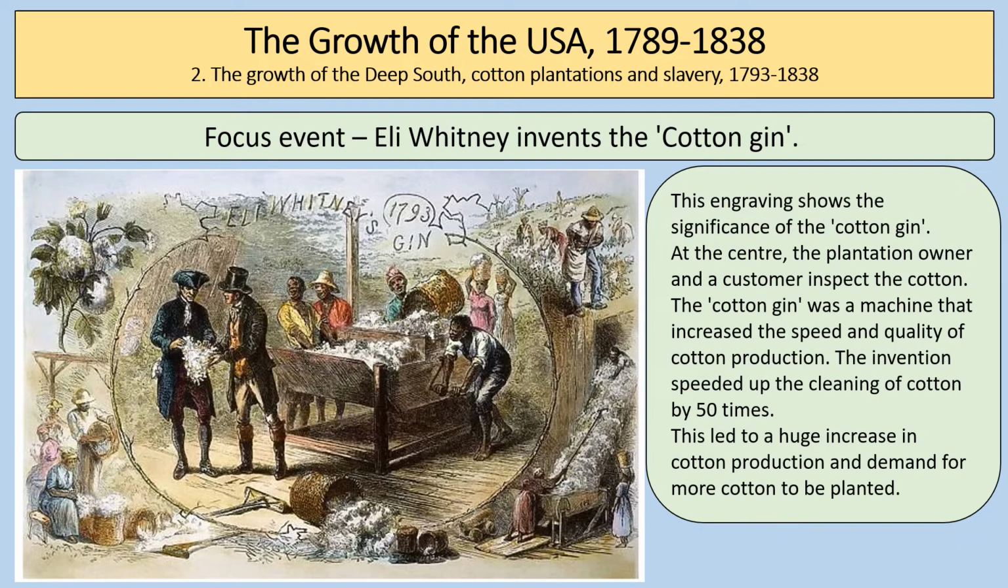So focus event, Eli Whitney invents the cotton gin. The engraving here shows the significance of the cotton gin. At the centre, the plantation owner and a customer inspect the cotton. The cotton gin was a machine that increased the speed and quality of cotton production, and it speeded up the cleaning of cotton by 50 times. This obviously leads to a huge increase in cotton production and demand for more cotton to be planted, and therefore there's demand for more labour, and therefore this leads to expansion of things like plantations and an expansion, unfortunately, of slavery.